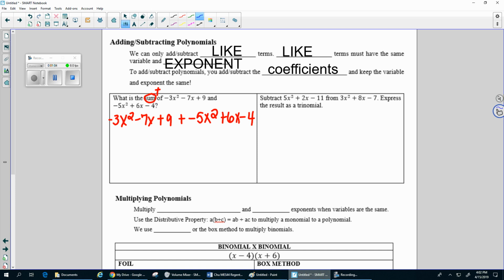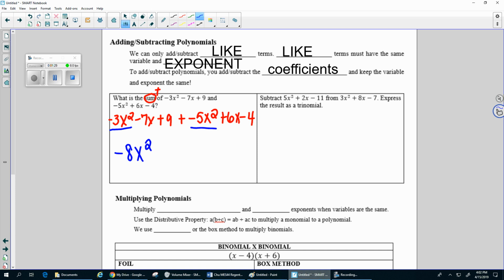Now we're going to look for like terms. Let's take a look at our first one. This one has a variable of x and an exponent of 2. So we're also looking for that anywhere else in this polynomial. And I see that again here, -5x squared. So we're going to add the two coefficients together, -3 plus -5. I get -8, and we bring down our x squared.